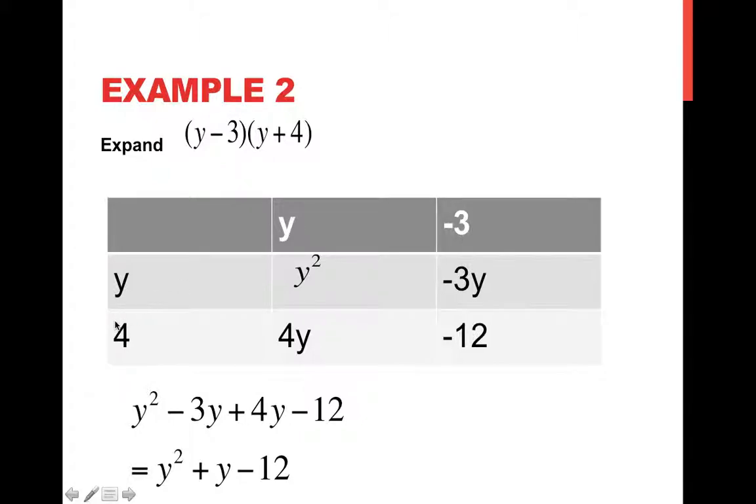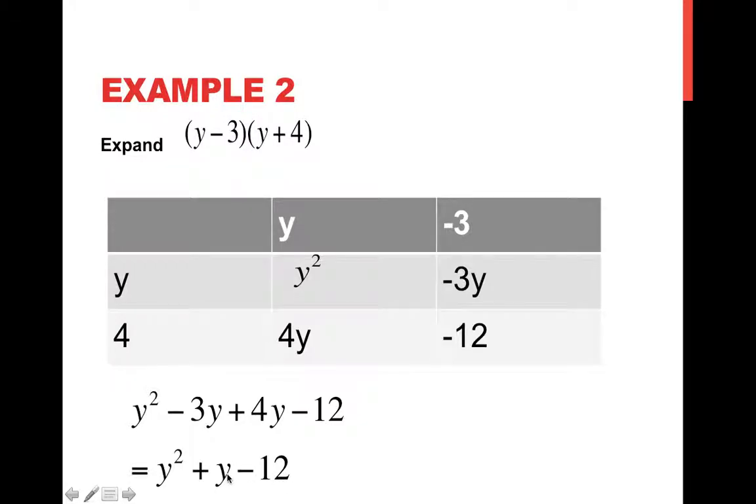Then anyway, we have y times minus 3, which is minus 3y. We have 4 times y, which is just 4y. And then 4 times minus 3, which is minus 12. Then we put all the values inside this bit: y squared, take away 3y, plus 4y, take away 12. And we've simplified this: y squared plus y, take away 12.